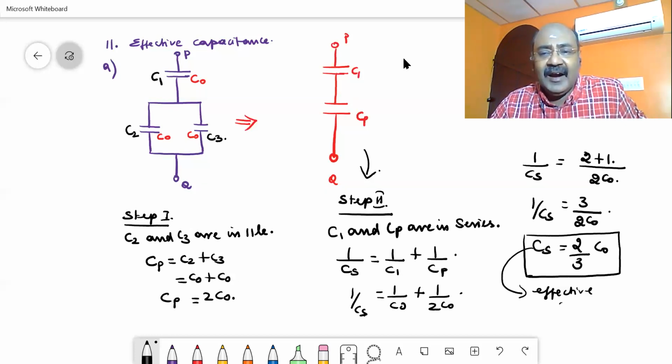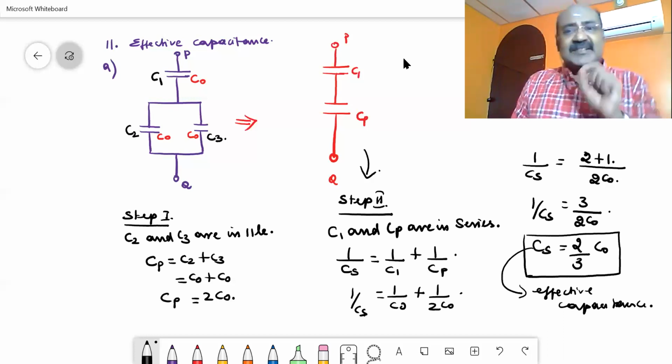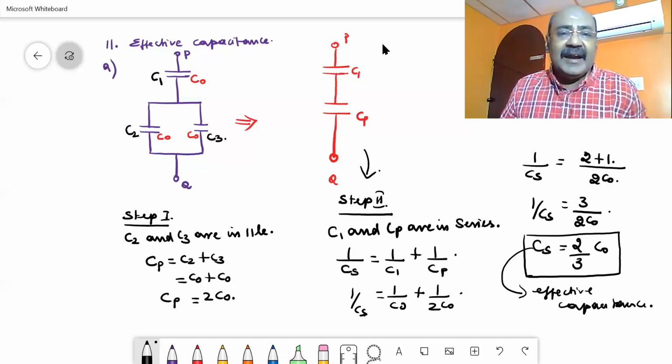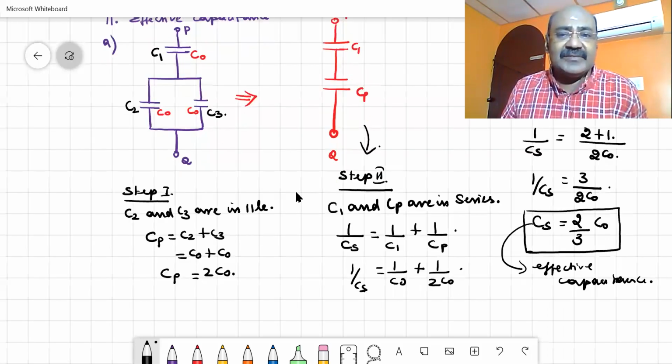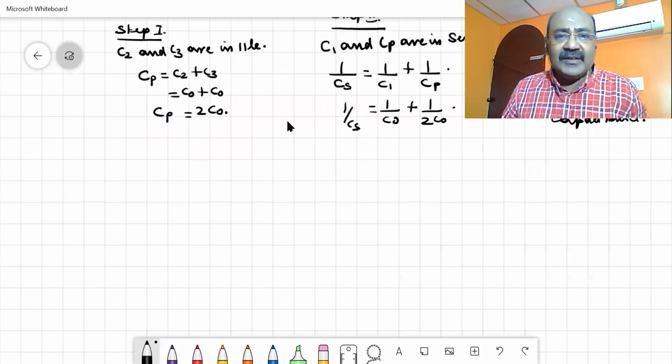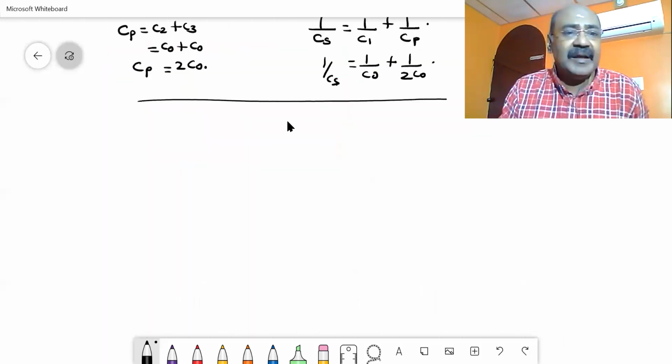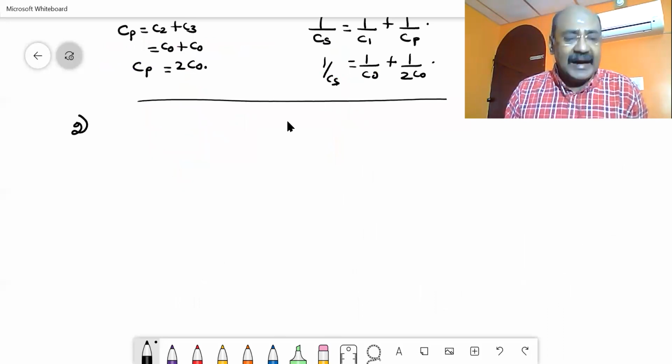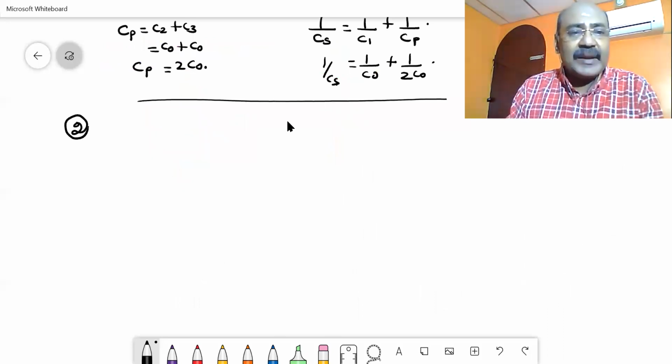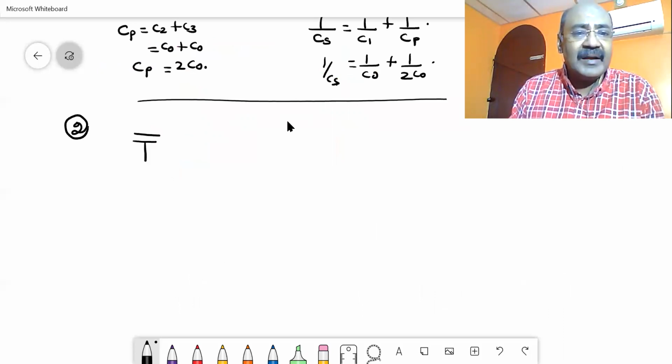Okay. Hope you have understood this concept. This is the first subdivision. Let us go for the second subdivision. What is the second subdivision? See, the second problem that they have given is 4 capacitors connected like this. Here we have one capacitor, then another capacitor here, then 2 more capacitors parallel to these, like this.